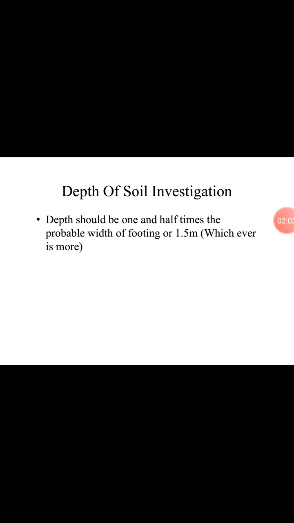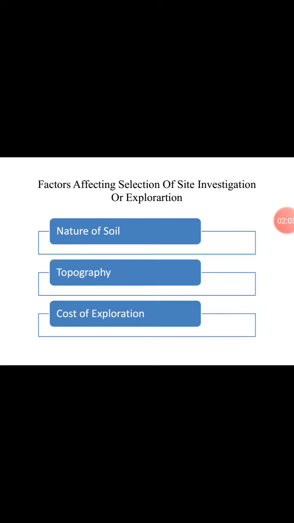So here next slide is factors affecting selection of the site investigation or exploration. So here it is divided into three parts. Three factors generally affect it. First is the nature of the soil, second one is the topography, and third one is the cost of exploration. So here one by one we discuss in the next slide.